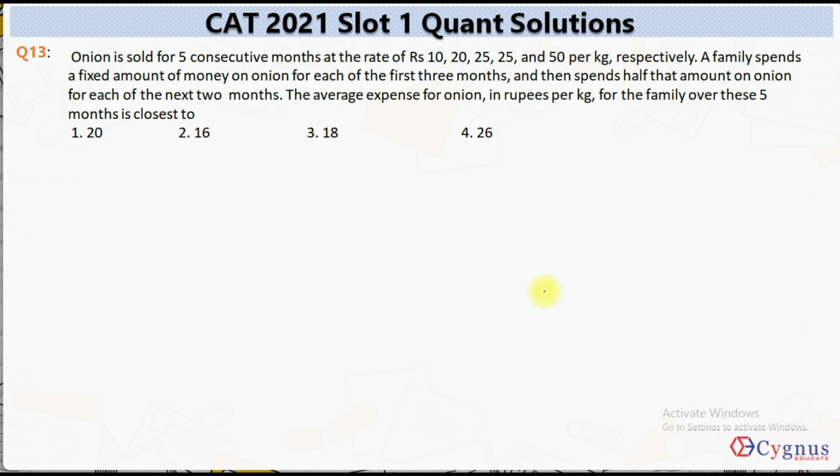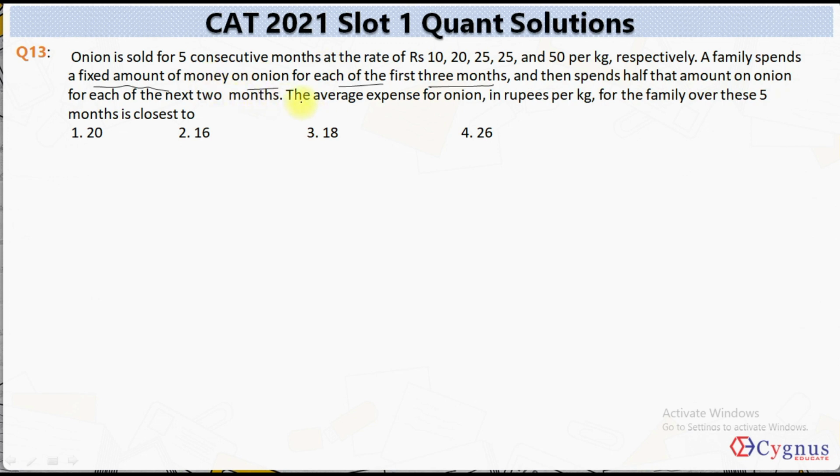Again, it's a very simple question of average. Onion is sold for 5 consecutive months at the rate of 10, 20, 25, 25 and 50 respectively. Now what is missing here? The amount is not given, that you are going to spend how much amount. A family spends a fixed amount of money on onion for each of the first 3 months. That means expenditure on onion is the same for the first 3 months and then spends half the amount on onion for each of the next 2 months.